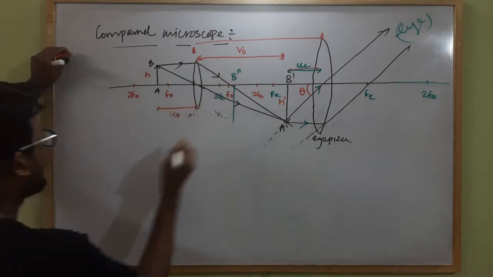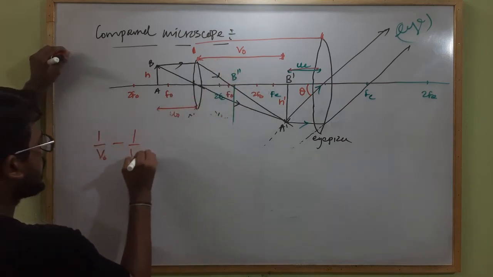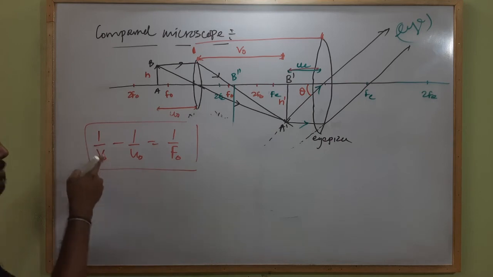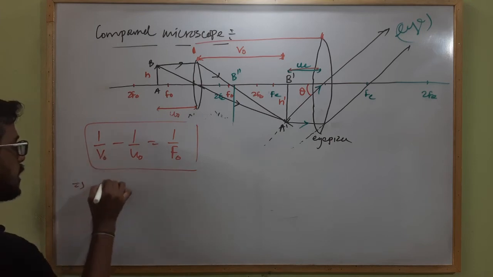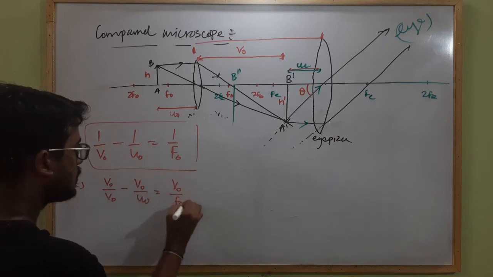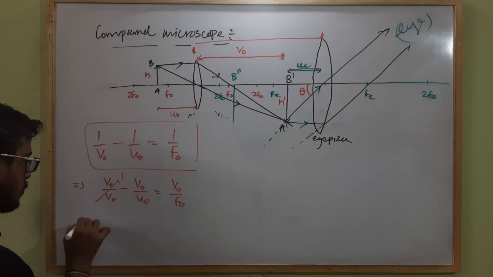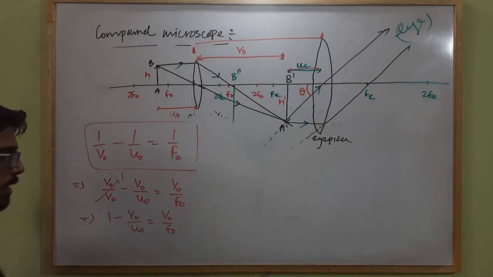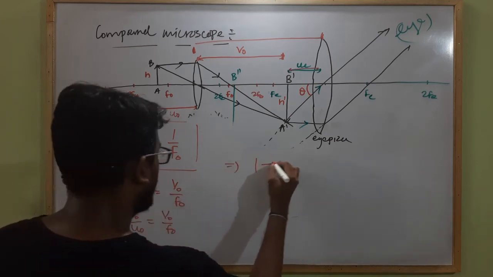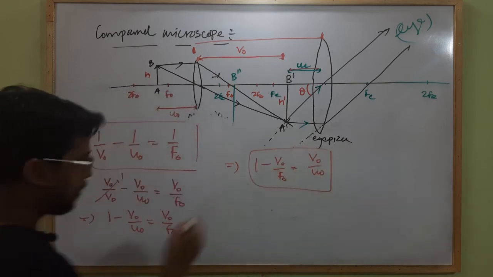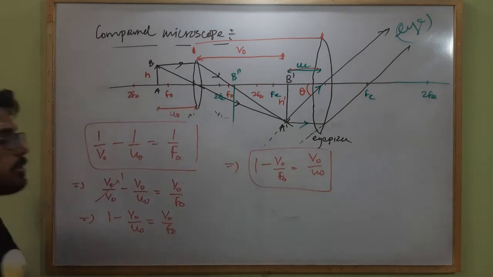So for the objective we can write 1 by V naught minus 1 by U naught equals 1 by F naught. This is the lens formula for the objective. V naught is the image distance, U naught is the object distance, F naught is the focal length. So multiplying V naught on both sides, we can write V naught by V naught minus V naught by U naught equals V naught by F naught. Clear? This will be 1. So this implies 1 minus V naught by U naught equals V naught by F naught. So you can write 1 minus V naught by F naught equals V naught by U naught. Clear? Remember this relation: V naught by U naught equals 1 minus V naught by F naught.